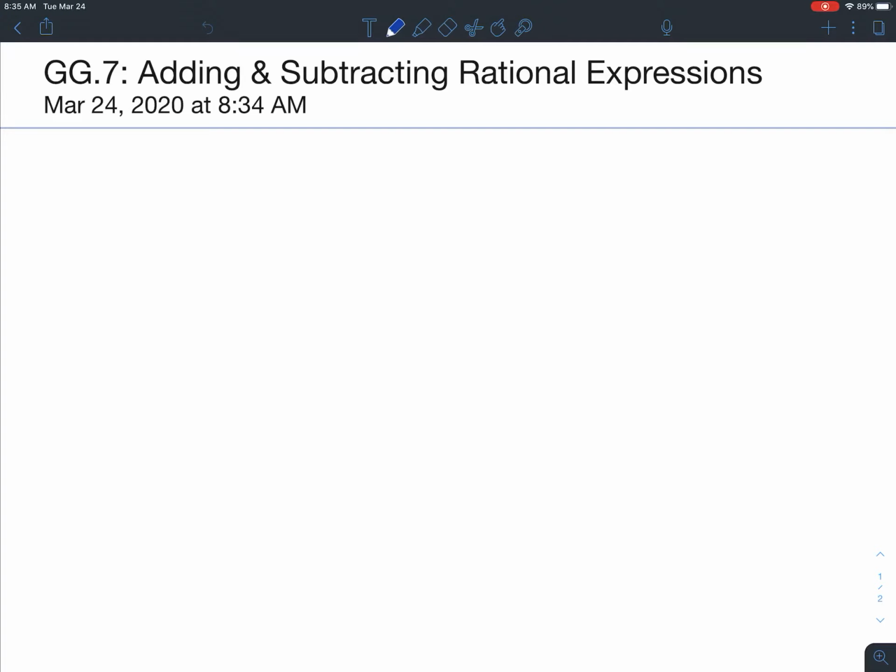Okay, take some time right now to get your notes set up and labeled with the title. This is for GG7. We are adding and subtracting rational expressions. So let's do a quick example.